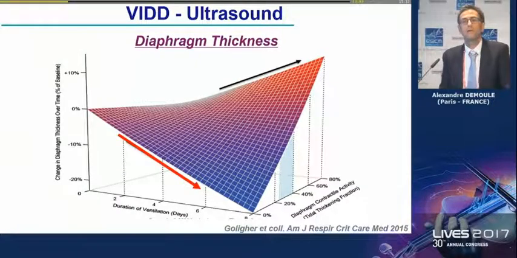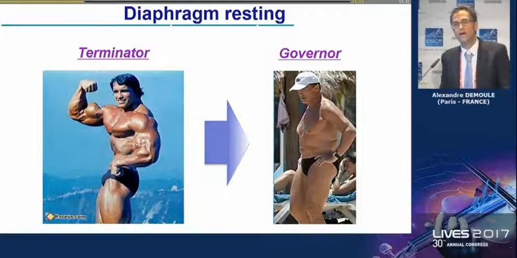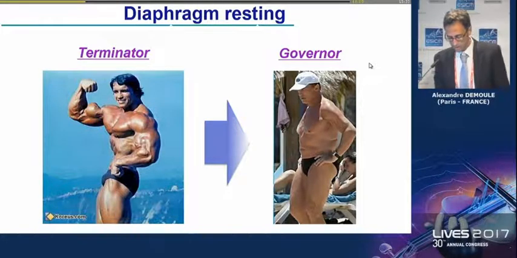And more recently, using ultrasound, Ewan Goligher showed, here on the y-axis, that the percentage of change in diaphragm thickness was decreasing as a function of the duration of mechanical ventilation on the x-axis. So the longer the duration of mechanical ventilation, the more severe the loss of diaphragm thickness. If the diaphragm rests, then the diaphragm kind of melts. It's actually what happened to Schwarzenegger. He was training as Terminator and started resting as a governor, and then no muscle.